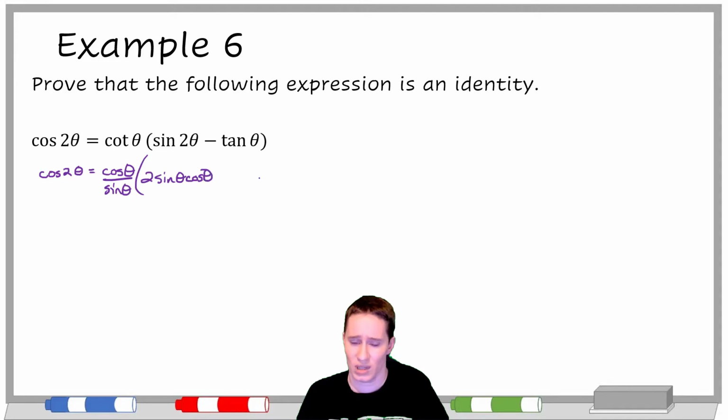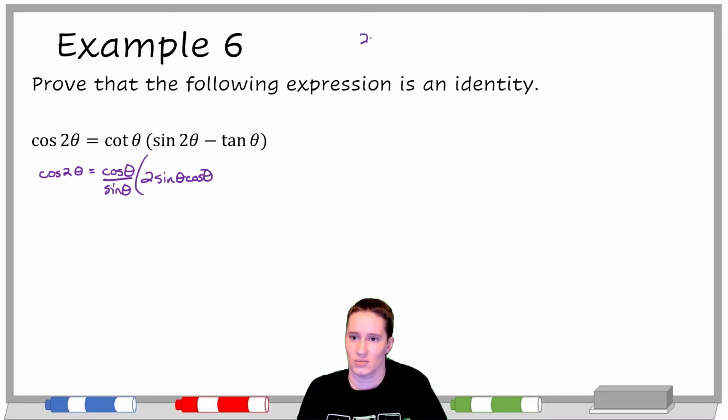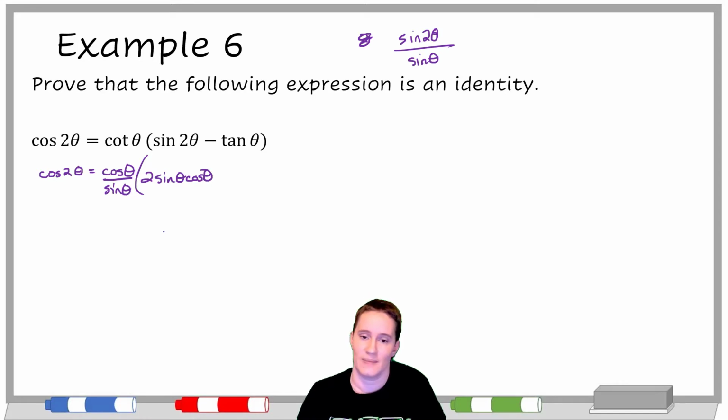I need to mention here, remember that our angles have to be the same to cancel out. So if I left it as sine 2 theta and distributed cosine over sine, sine 2 theta and sine theta don't cancel out. That's not it. Sine 2 theta and sine theta don't cancel out because they're not the same. That would be like saying sine of 60 cancels out with sine of 30, right? So we can't cancel those. That's why we're going to change it using the identity. Then minus tangent is sine over cosine.